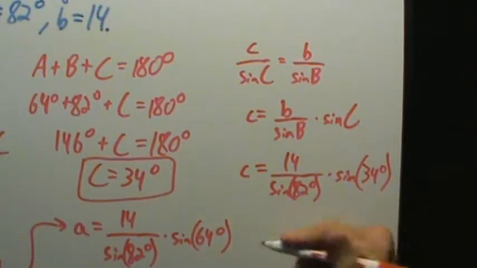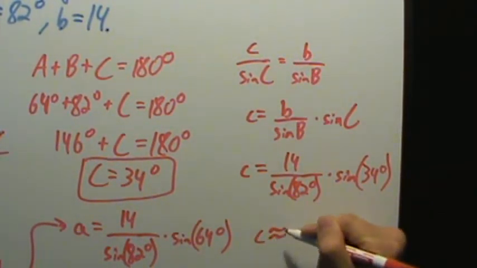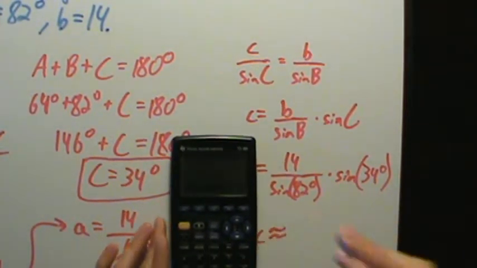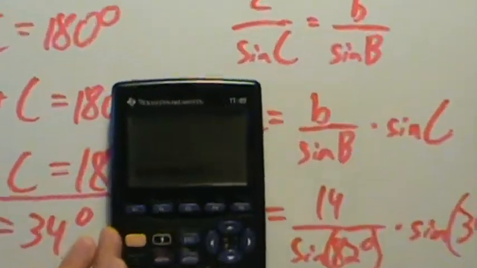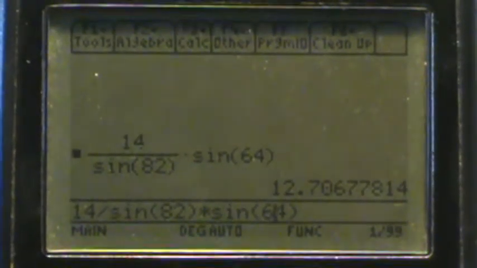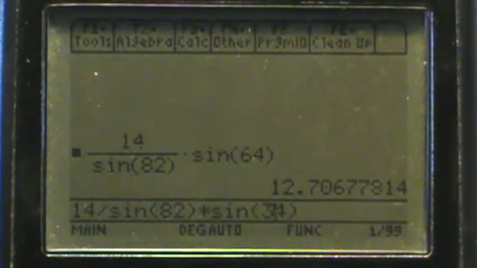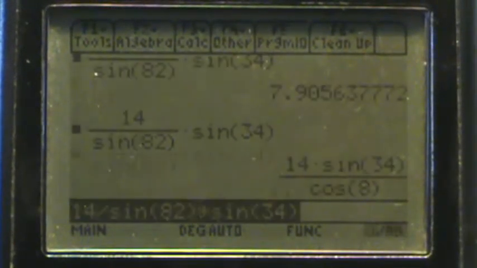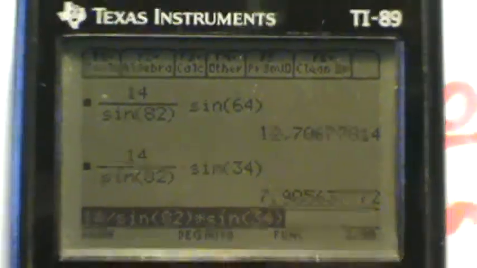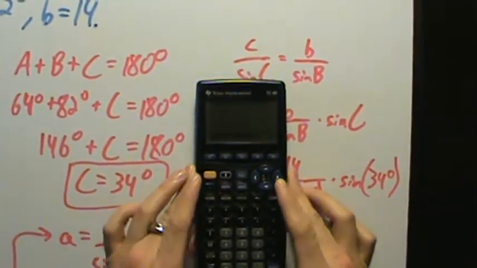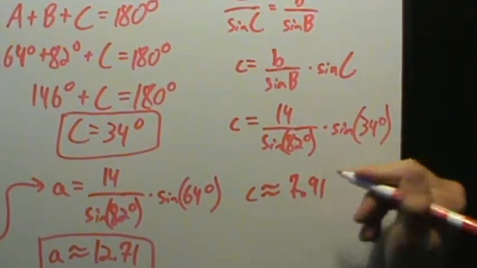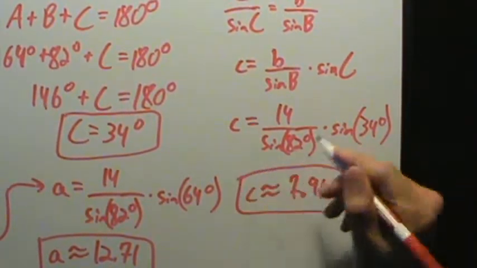Now we can toss this into a calculator, and we're going to get c is approximately, let's see, 14 over sine of 82 degrees times sine of 34 degrees. Let's zoom in here and see what that is. 14 over sine of 82 we already have, and we want to multiply by the sine of 34 degrees, so we only had to change that one thing. This is approximately equal to 7.91-ish. So little c is approximately 7.91, and that's pretty much it for this problem.